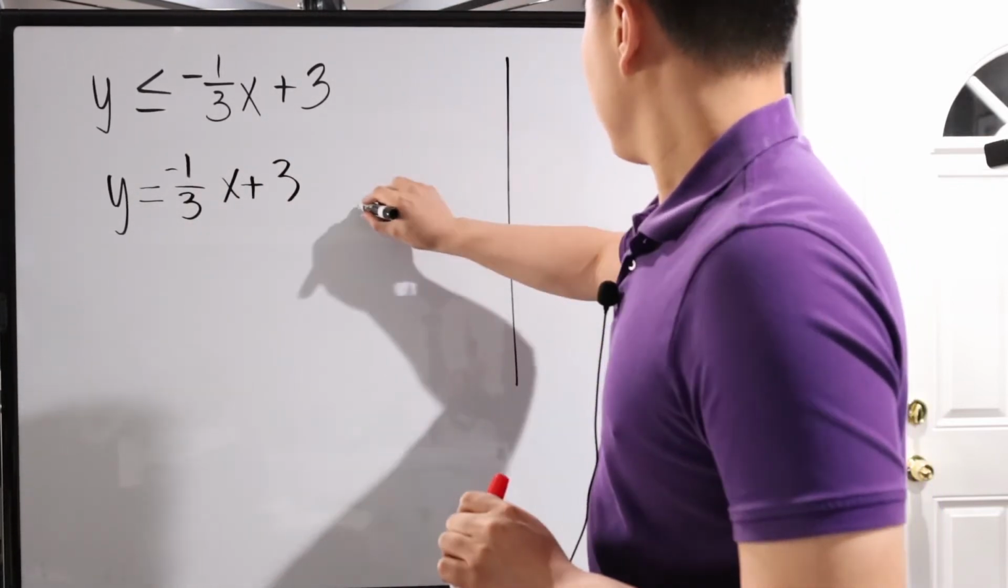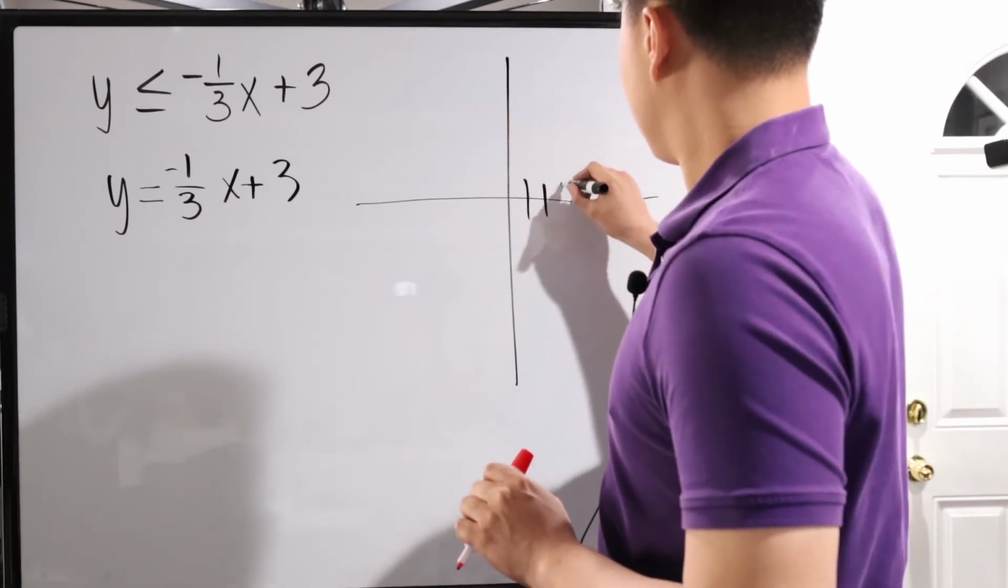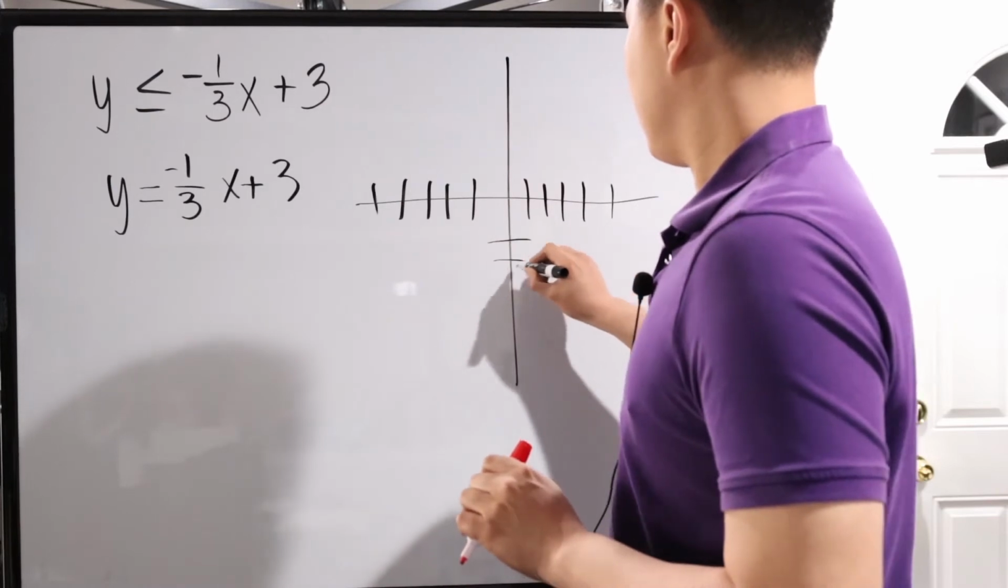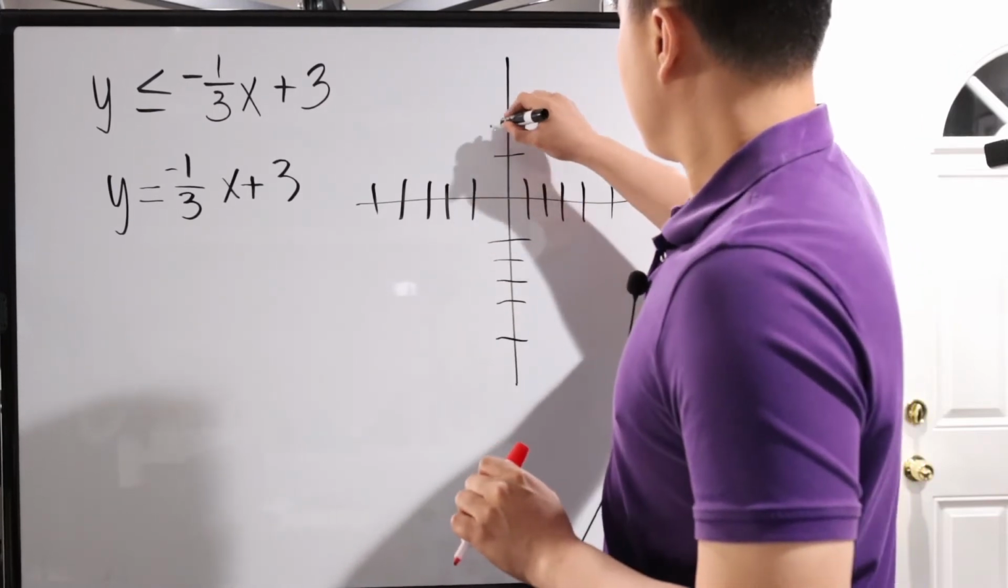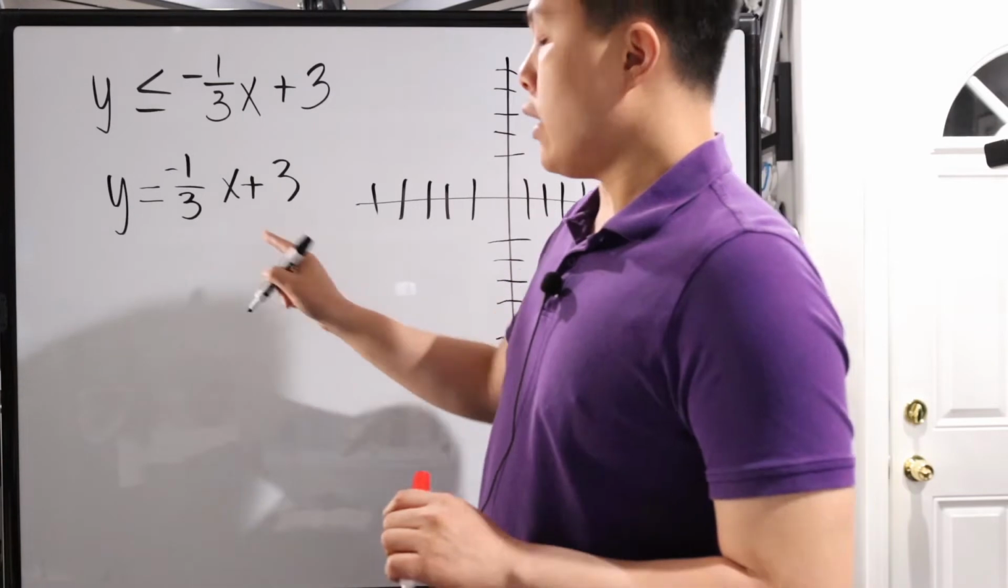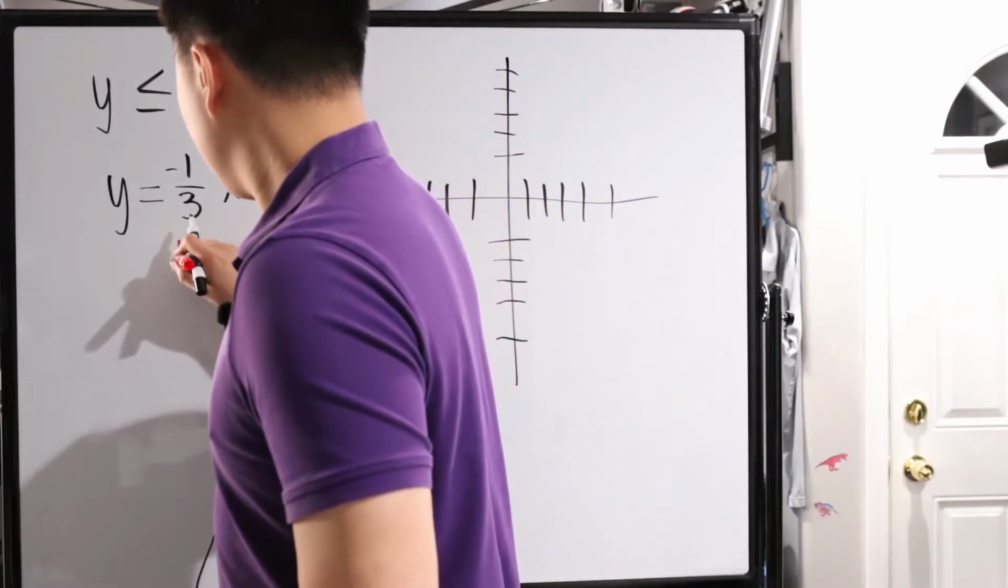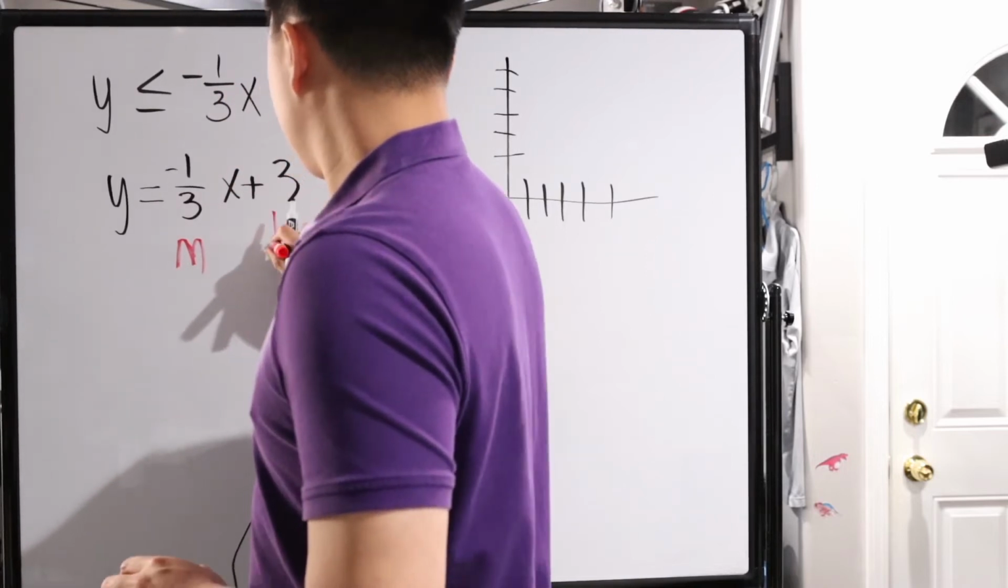We have our coordinate plane. Let's do 1, 2, 3, 4, 5 in each direction. Once again, this is our slope-intercept form. So our slope is right here, and our intercept is right here.